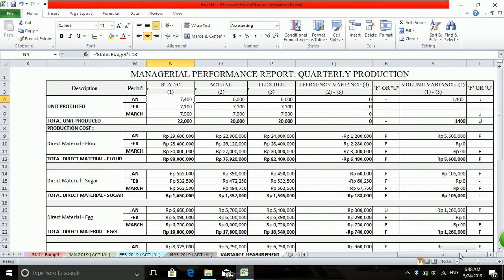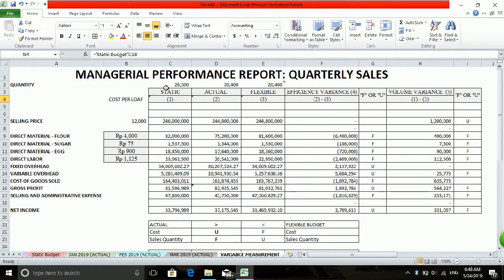Next, we will go to cost of goods sold. This is the managerial performance report for quarterly sales or cost of goods sold. The static nominal will be the nominal from the static budget. The actual nominal is based on the actual transactions which we have made into journal entries in January, February, and March. And the flexible is based on actual quantity and static cost. The formula will be static nominal divided by static sales multiplied by actual sales.